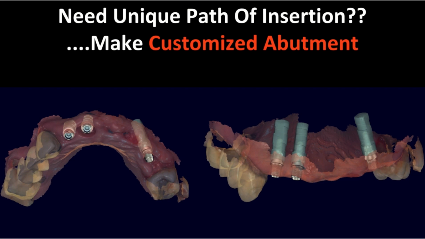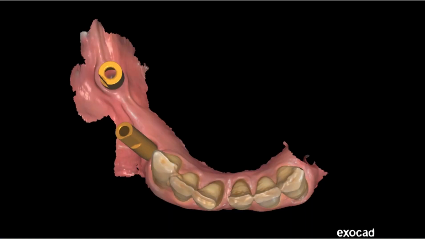The second case is where there is no common path of insertion between your implants, so the custom abutment can correct the angulation so they are nearly parallel. Of course, multi-unit abutment also with different angulation is one of the solutions. Passive seating without customization in this case is not as easy as you think.